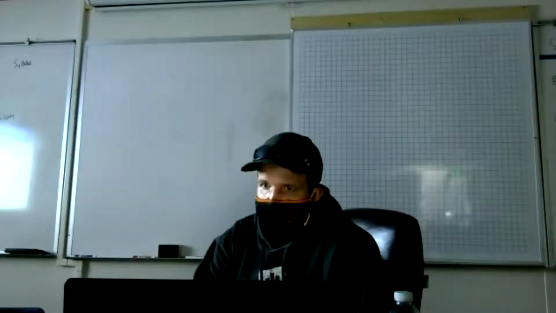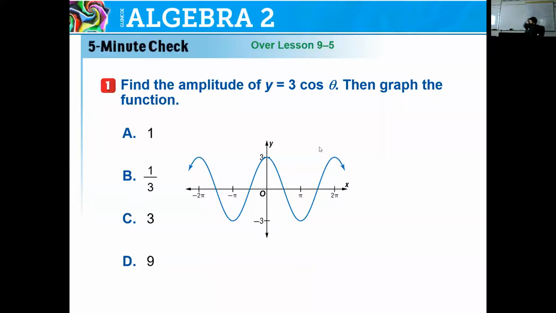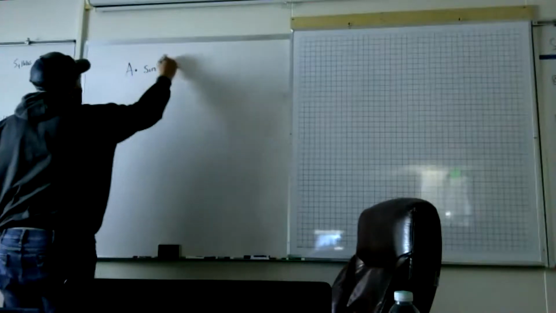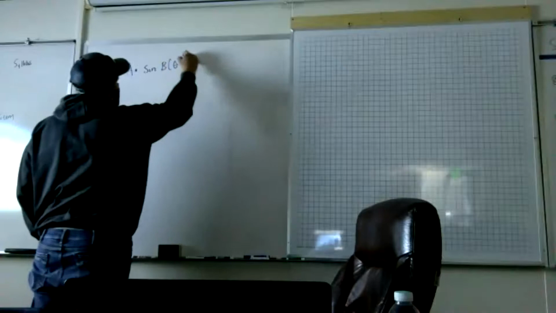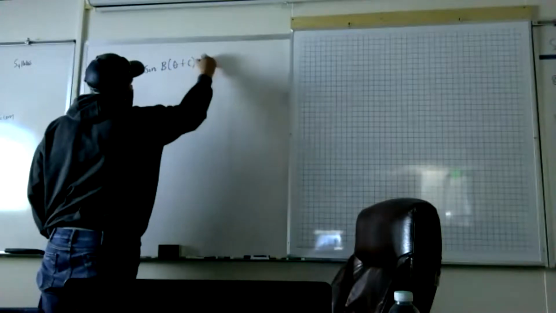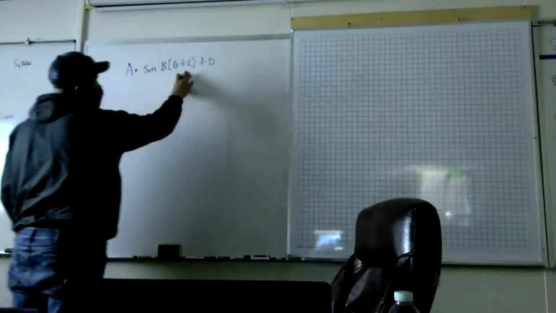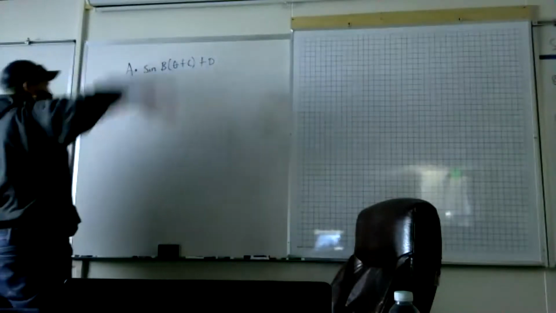All righty. So 5-minute check. It says find the amplitude of y equals 3 cosine of theta, then graph the function. Okay, so if you remember from last week, our sine, cosine, and tangent functions can be written in a form like this. A times the sine of B theta plus C, plus D, where A is the amplitude, B is the period factor, C is the phase shift, and D is the vertical translation.